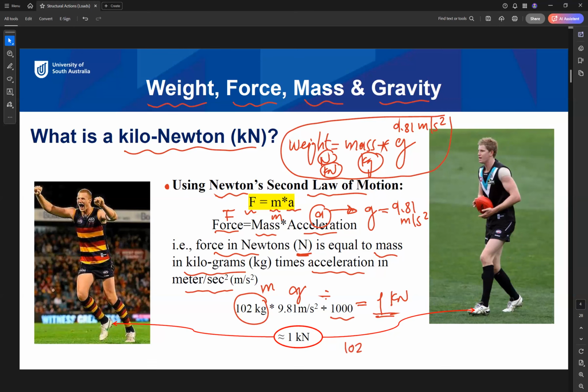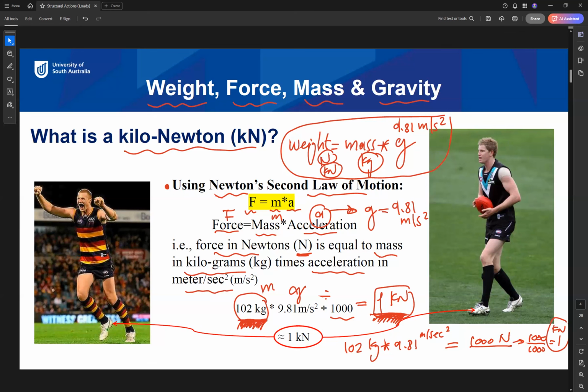Because 1.2 kilogram times 9.81 meters per second squared will give us a value of 1,000 newtons. Then to convert from newtons to kilonewtons, we divide by 1,000. So this gives us 1 kilonewton. So generally 1 kilonewton is equivalent to 102 kilograms of mass. So 100 kilograms of mass is equivalent to 1 kilonewton of force or weight.